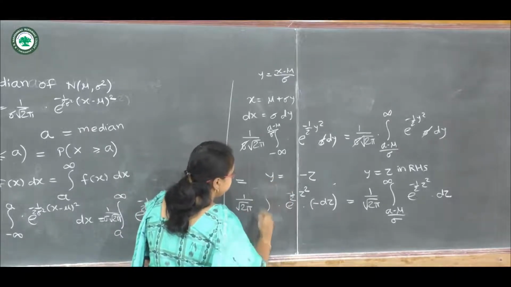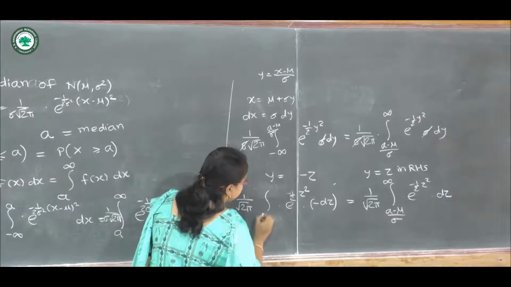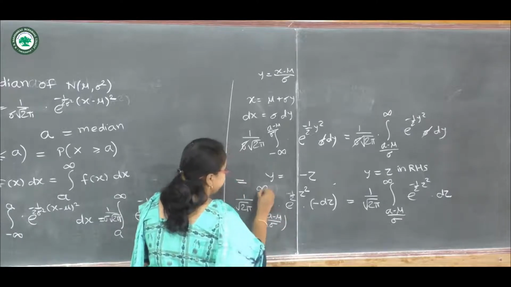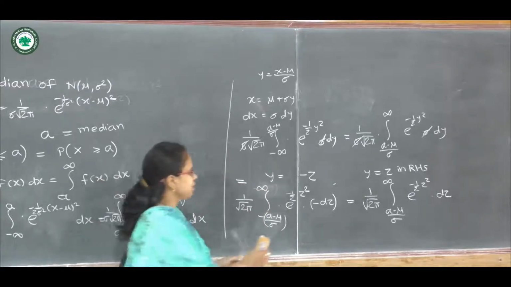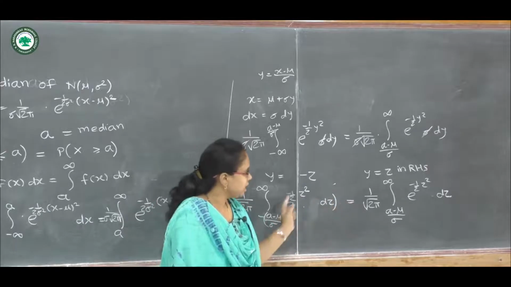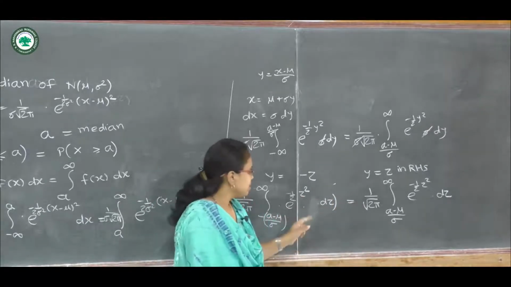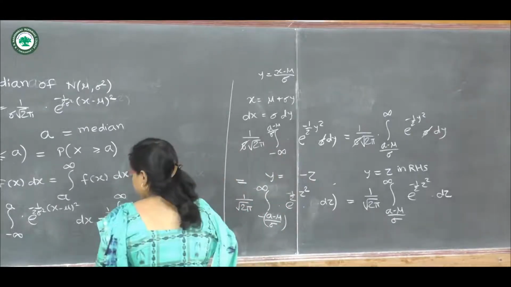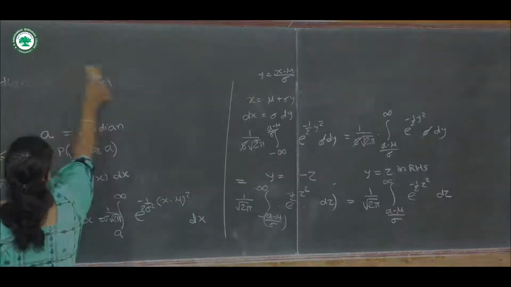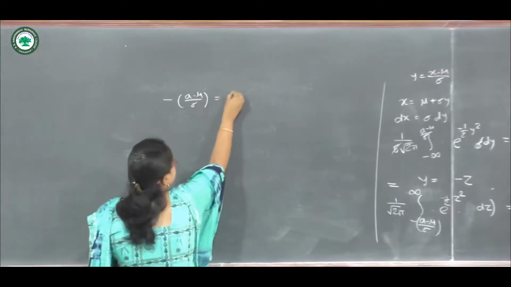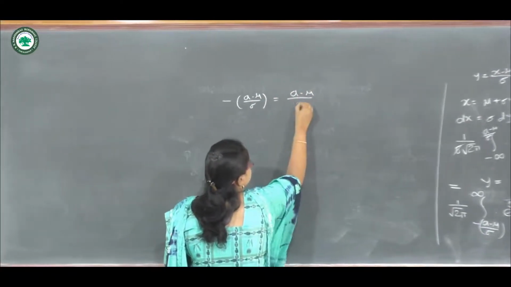So it will be minus a minus mu upon sigma to infinity. And by comparing these two sides, we can see that this term and this term are equal. So I am going to do it here. So minus a minus mu upon sigma equals a minus mu upon sigma.